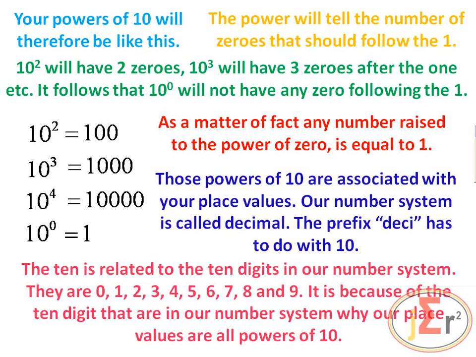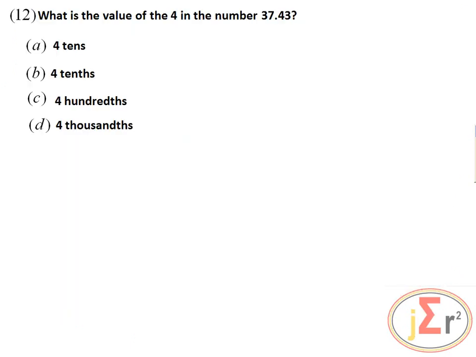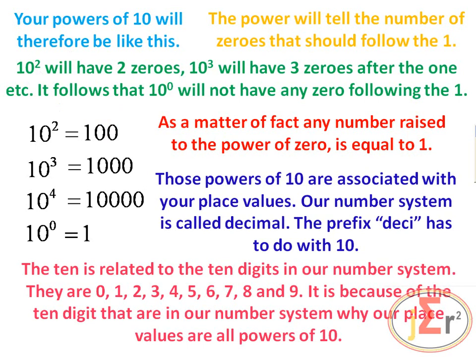Some students will say that our numbers are 1, 2, 3, 4, 5, 6, 7, 8, 9, and 10. Our digits are 10 digits. And the digits are 0, 1, 2, 3, 4, 5, 6, 7, 8, and 9. It is because of the 10 digits that are in our number system why our place values are all powers of 10.